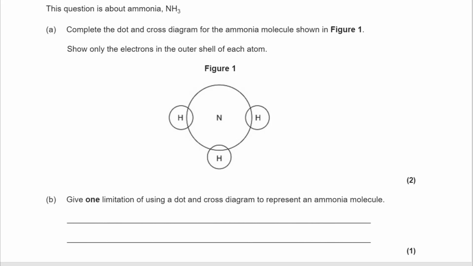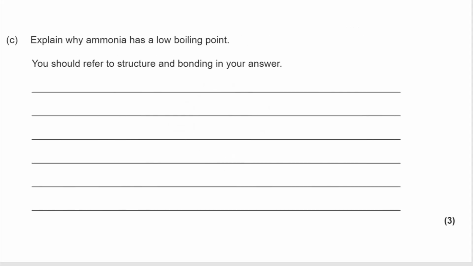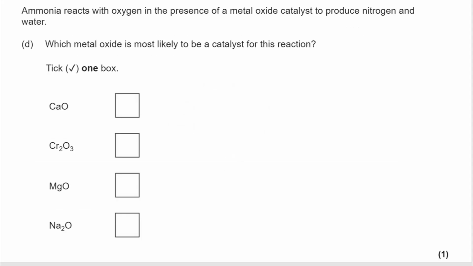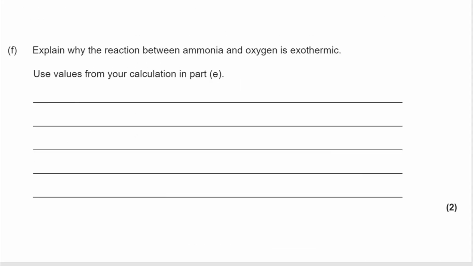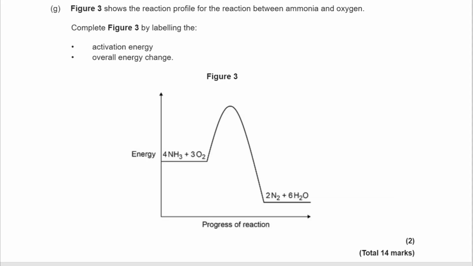This is an AQA GCSE Chemistry question and it's based on the atomic structure and bonding topics. So I'm going to recommend you try each section, pause, and then check the answers once you've gone through them. So here's A and B, Part C, Part D, Part E, Part F, and finally Part G, a 14-mark question in total.